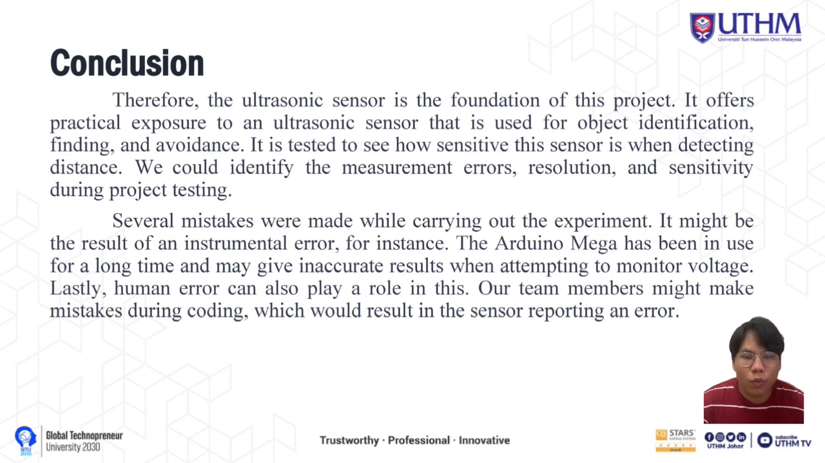Several mistakes were made while carrying out the experiment. It might be the result of instrumental error. For instance, the Arduino Mega has been in use for a long time and may give an inaccurate result when attempting to monitor the voltage. Lastly, human error can also play a role in this. Our team member might make a mistake during the coding, which would result in the sensor reporting an error.